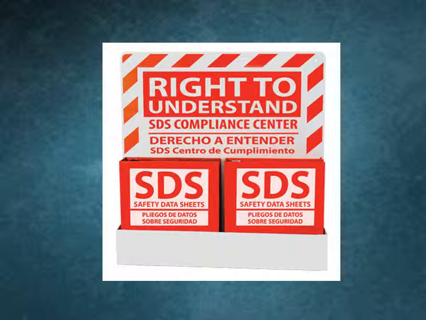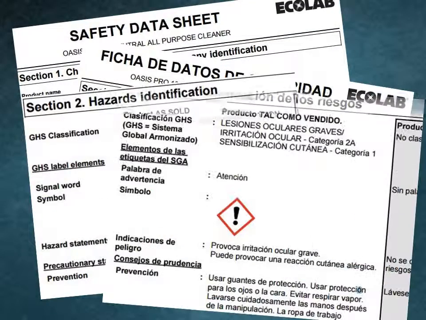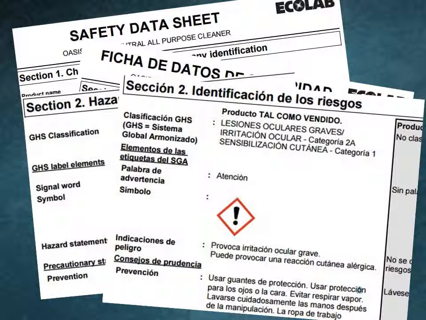Let's look at a safety data sheet for a common cleaner as an example. Part 1, sections 1 through 8, tell you what's in the chemical, its name, how to use it safely, where to store it, and what to do if there's a spill. Here are the first 2 sections.